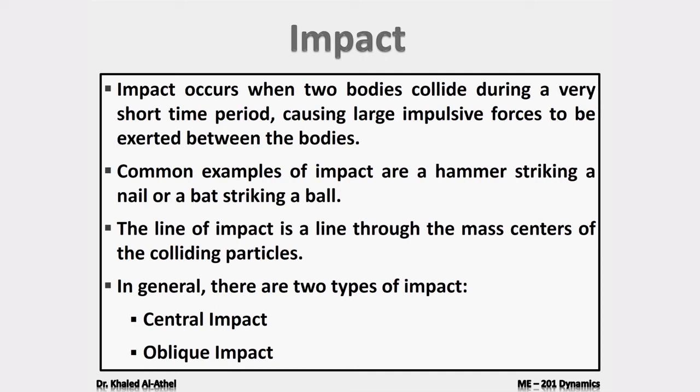The line of impact, this is a definition that we are going to use a lot in our analysis. The line of impact is a line through the mass centers of the colliding particles. So whenever you have two particles, connect the two centers of mass together with one straight line. This line is called the line of impact. Now, this line is going to be used to differentiate between two types of impacts, central impact and oblique impact. This module, as I mentioned, is going to discuss only central impact.